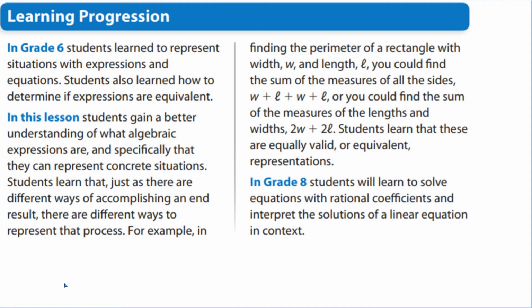that process. For example, in finding the perimeter of a rectangle with width W and length L, you can find the sum of the measures of all the sides, W plus L plus W plus L. Or you can find the sum of the measures of the lengths and widths, 2W plus 2L. Students learn that these are equally valid or equivalent representations. In grade 8, students will learn to solve equations with rational coefficients and interpret the solutions of linear equations in context.